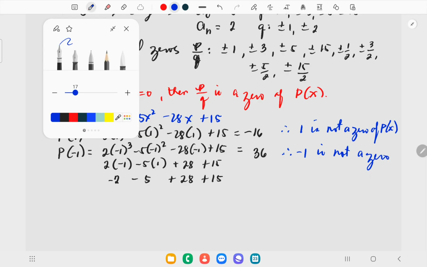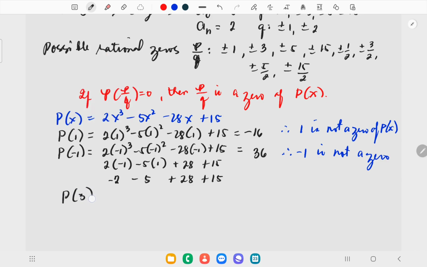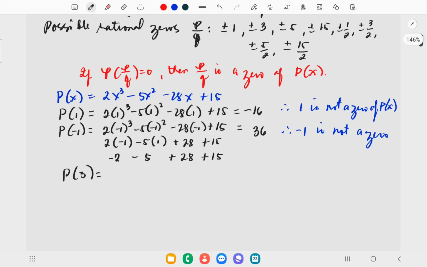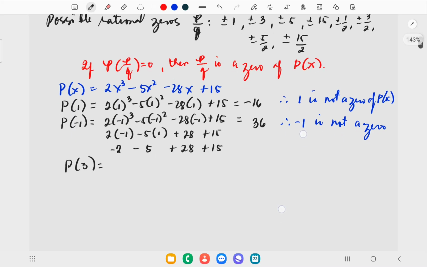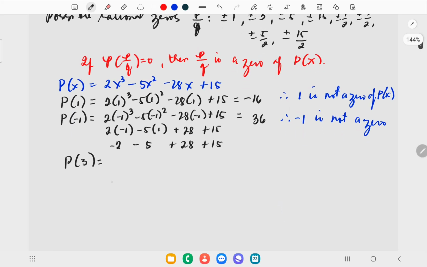Let's also check on the next value, and that is 3. So P of 3. We can also make use of synthetic solution. Okay? So let's do that. Let's make use of synthetic solution. So we have 2, negative 5, negative 28, positive 15.